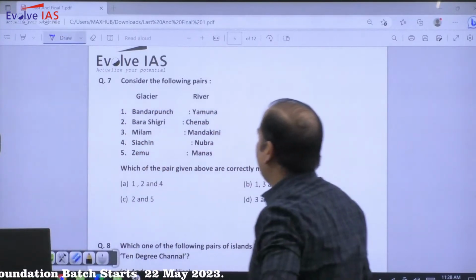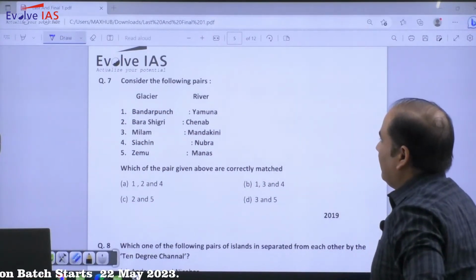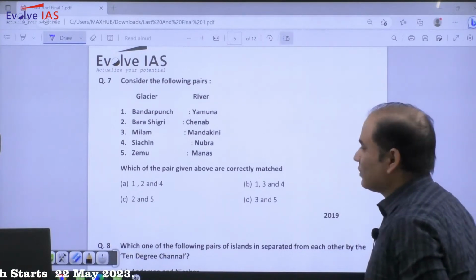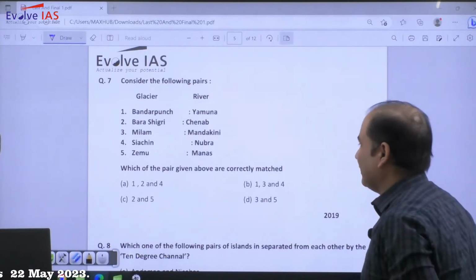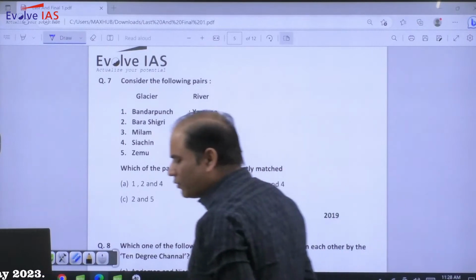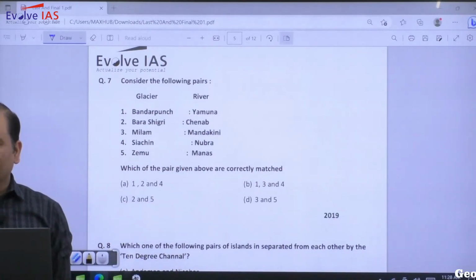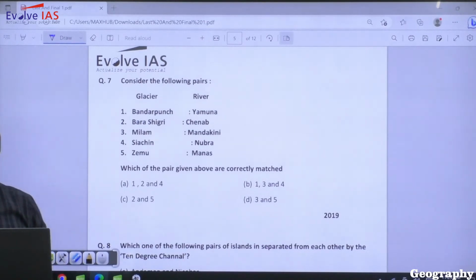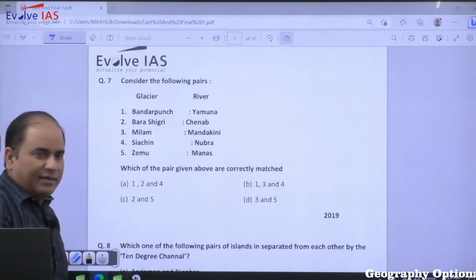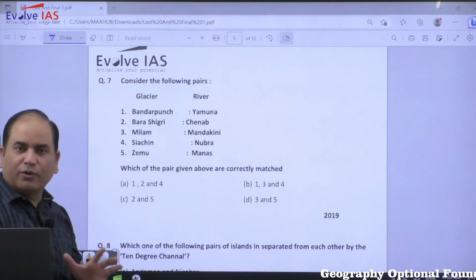Now, consider the following pair. So this question has been asked in 2019. So if you will just look at the question, तो by looking at the question it will appear कि question बड़ा tricky है, question में बहुत सारी समस्या है. But it is expected that you should locate the major river.